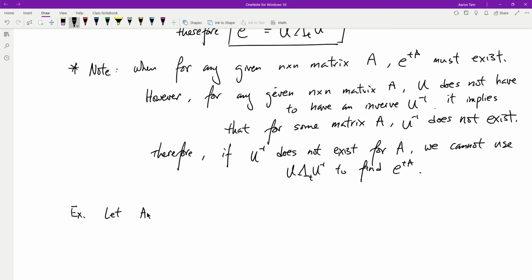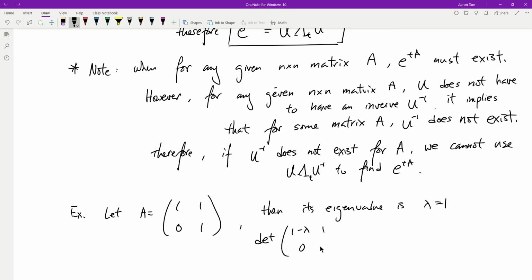Let A equal [[1, 1], [0, 1]]. Then its eigenvalue is just lambda equal to 1. It's a repeated eigenvalue. You can definitely see that. If you do the determinant of [[1 minus lambda, 1], [0, 1 minus lambda]], that becomes (1 minus lambda) times (1 minus lambda). If you set that equal to 0, that gives you a repeated value of 1. It doesn't have two distinct eigenvalues.